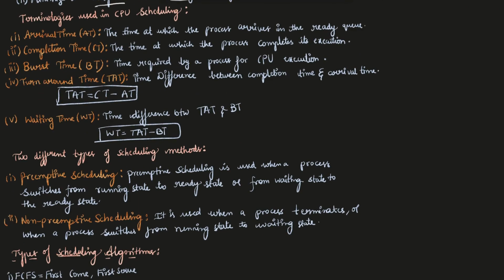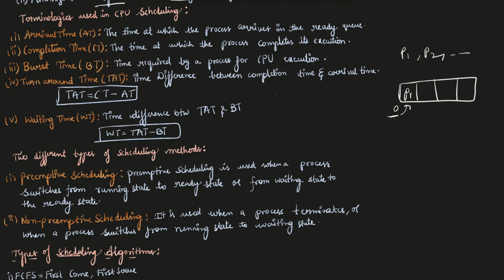That is arrival time. Arrival time is the time at which the process arrives in the ready queue. Suppose you are having some processes like P1, P2 and so on, and this is the Gantt chart we use. At the time when P1 comes into consideration in CPU scheduling, this is called the arrival time. So P1 has arrived at 0 time.